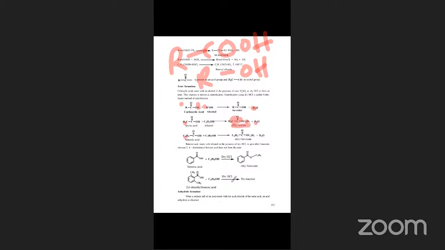Another example: in place of methyl, we add C6H5, that is benzoic acid. Benzoic acid with ethanol, alcohol again, gives ethyl benzoate.